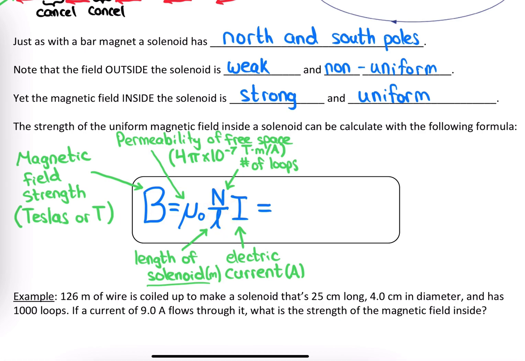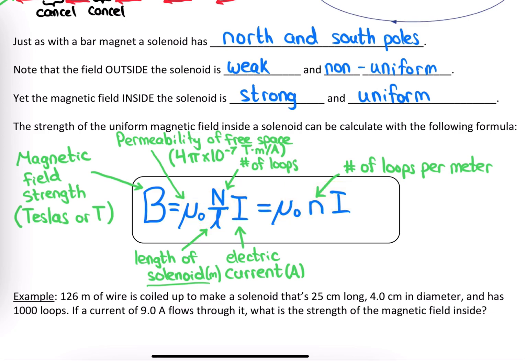So we can write that in the form of another formula, mu naught lowercase n I, where lowercase n is the number of loops per meter, or how tightly wound the solenoid is. So depending on what information we're given in the problem, we'll either use this version of the formula or this one.